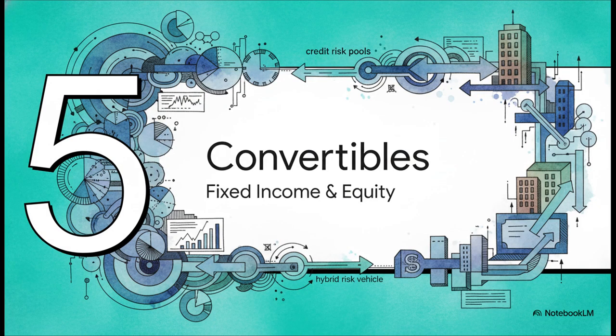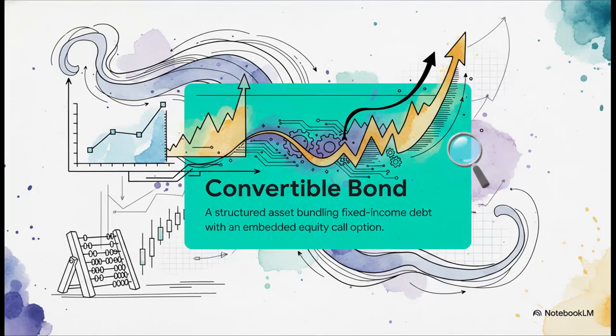This brings us to Section 5, Convertibles, bridging fixed income and equity. Convertibles are just fascinating because they literally synthesize two different asset classes into one. You get the downside protection of a standard fixed income corporate bond, bundled directly with the explosive upside of an equity call option. It is a single, unified, tradable instrument that spans the capital structure.